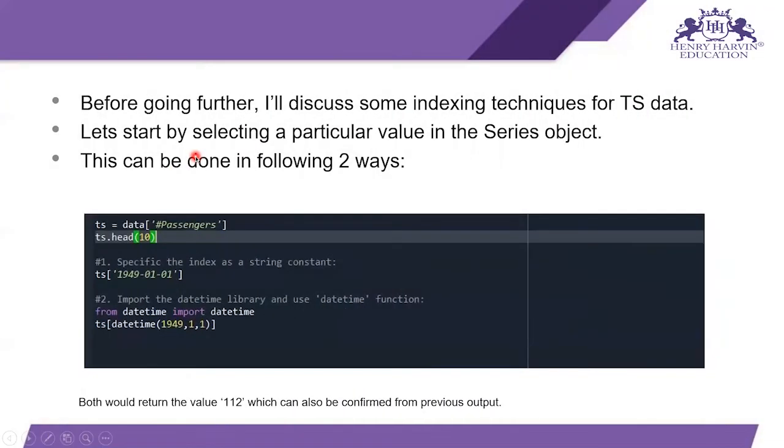Before going further, I will discuss some indexing techniques for time series data. Let's start by selecting a particular value in the series object. This can be done in the following two ways. You can get the data by ts and specifying the index, or ts and datetime, just specifying the year, month, and date in datetime. Both will return the value 112, which can be confirmed from the previous output.